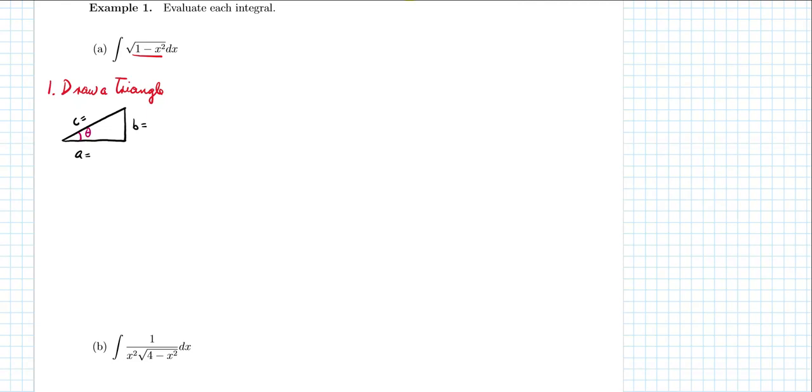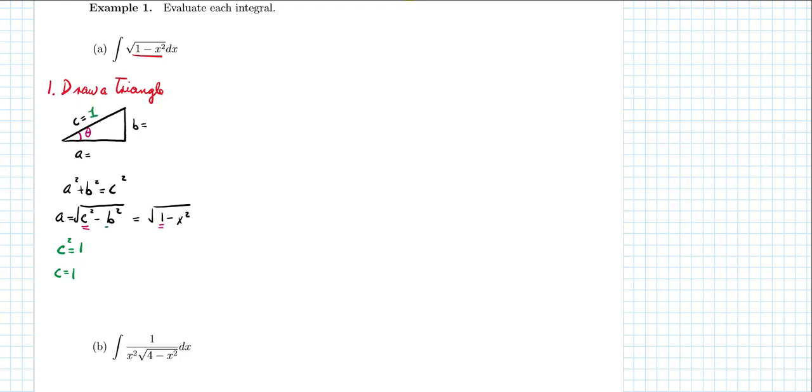Well, again, going back to the Pythagorean theorem, a squared plus b squared is equal to c squared. Let's solve for a. That gives us a is equal to the square root of c squared minus b squared, since we are square rooting here. Now comparing this to our original integral, where we have the square root of 1 minus x squared, we see that c squared is equal to 1, which means that c is equal to 1. Alright, so we have c.